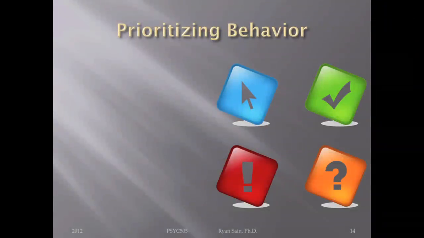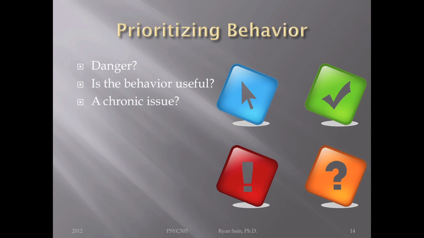All right, how do we prioritize behavior? Number one, is there a danger to the person engaging in the behavior or anybody else? Is the behavior useful? Will it give them some skill set? Is this a chronic issue? Is it something they're doing over and over and over again? If so, it's got some priority. Will a change increase reinforcement for this person in their world? If the answer is yes, then it's probably something good to do.